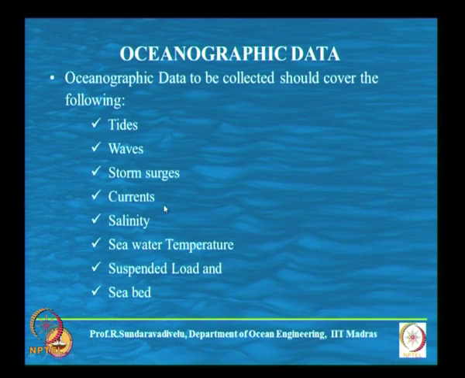Then you have to measure the currents, current speed and direction, two parameters. Salinity you have to measure, because the draft of the vessel depends on the salinity. And we need the sea water temperature also. Then suspended load and seabed. Suspended load means the amount of silt or sand which is in a suspended condition in the water. This is to find out what siltation will take place, and also we should know the seabed condition. So these are the various oceanographic data that are to be collected.